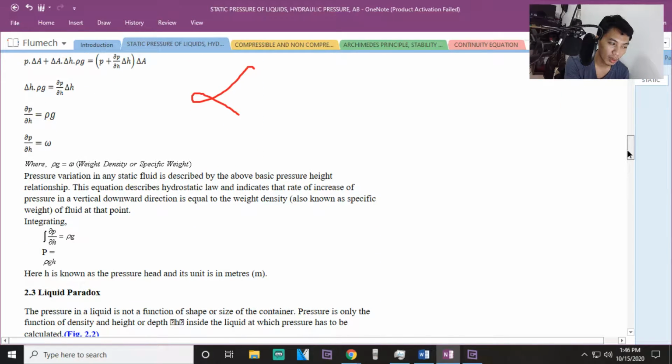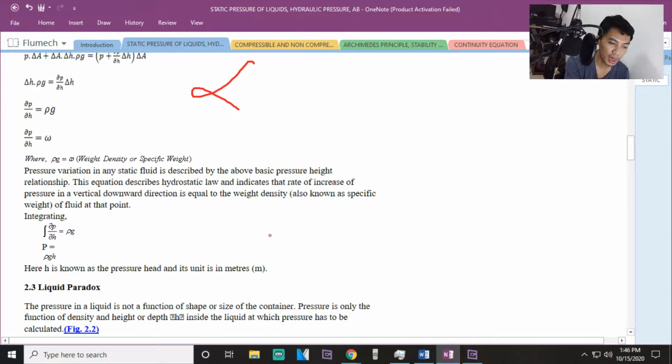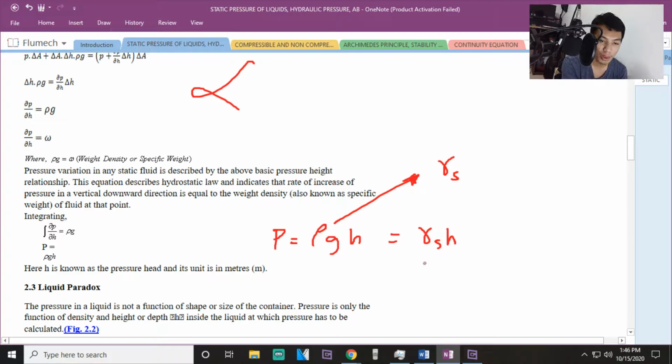So, na-derive niya ito, rho GH. Ito lang yun eh. P is rho GH. That is equal to, ito naman kasi, equal yan saan? Specific weight din yan. Yung specific weight ng substance times the height. Now, itong rho G, pwede mo naman yung i-extract pa. So, this will be SG ng substance, tapos density ng water times height in terms of water.